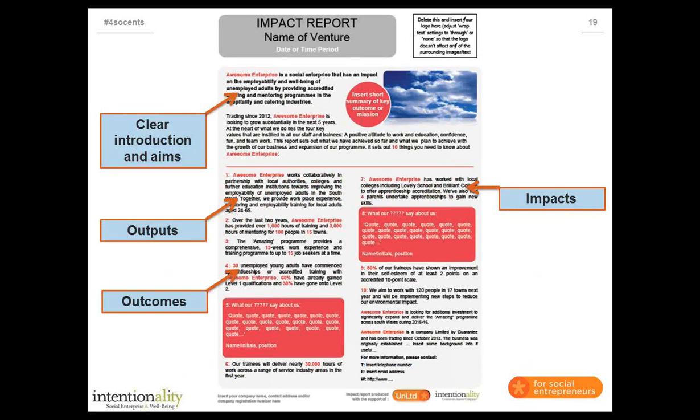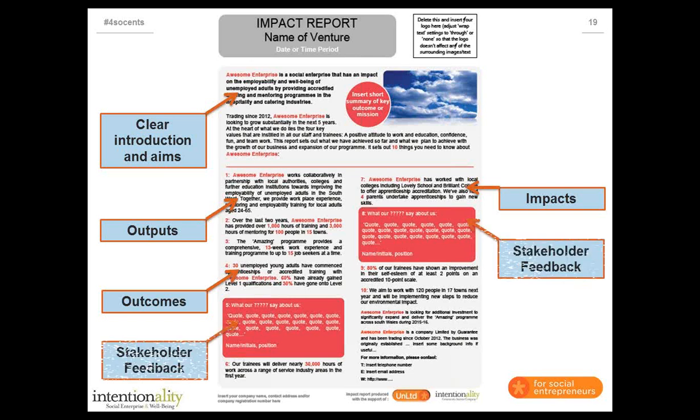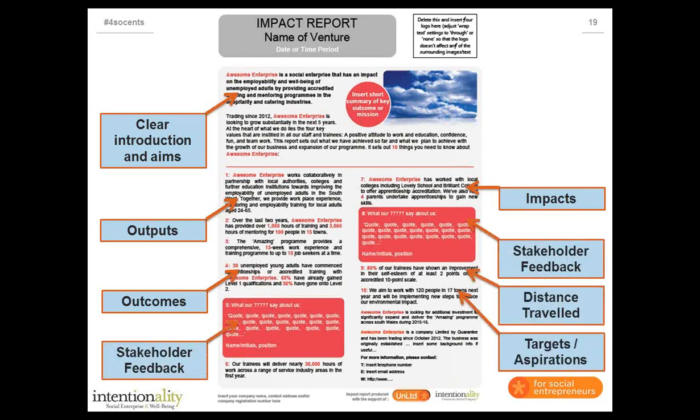We've thought about a clear introduction and aims. We've thought about outputs, which are really summarised in points 1, 2 and 3. Outcomes in points 4 and perhaps 6. Impacts then in point 7. So those are the things you might now have already developed some thoughts on or noted something quite specifically down already. Let's move on just to cover our next little bit: stakeholder feedback, distance travelled, and then the targets and aspirations.